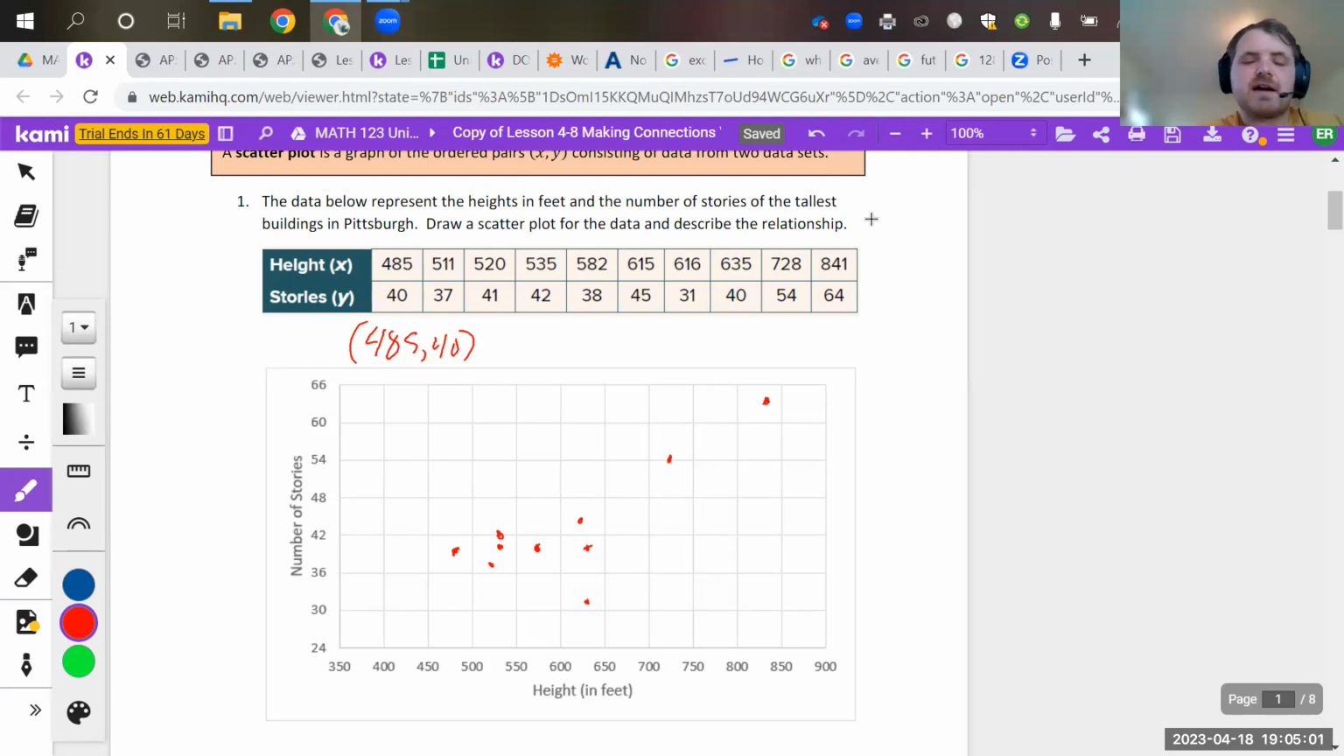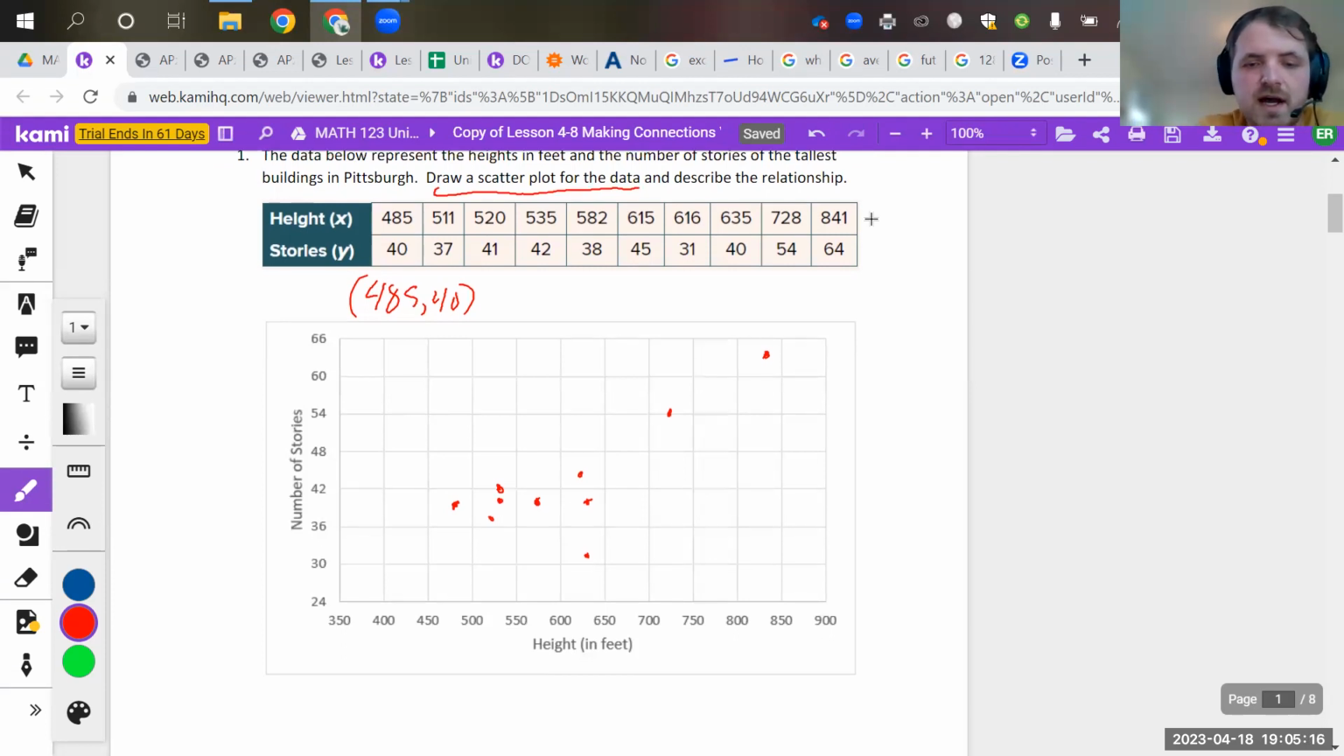As you look at the graph, and I'll try not to go too quick for the people that are copying this down themselves, when we draw that scatter plot, that's really just the first part of the question. The more important part is describing that relationship. So remember that the height of the building is down here, and the number of stories is on the left.